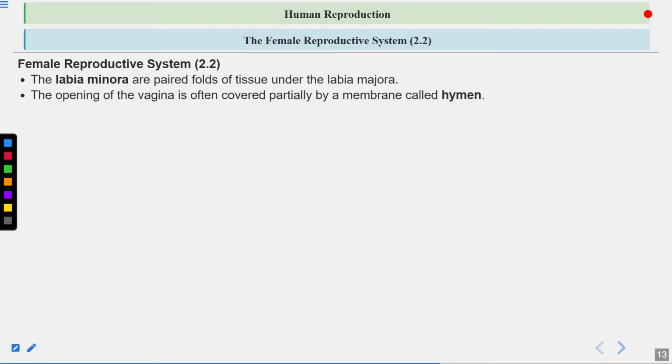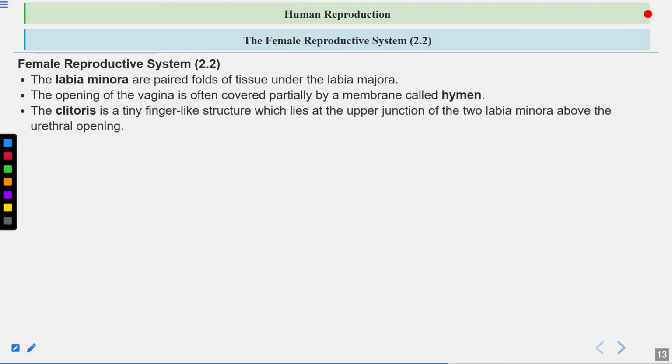Now the opening of the vagina is often covered partially by a membrane called the hymen. So the vaginal opening is partially covered by a partial membrane known as the hymen. The clitoris is a tiny finger-like structure which lies at the upper end of the two labia minora above the urethral opening. So what is the clitoris? The clitoris is a finger-like projection. And what is its location? It lies at the upper junction of the two labia minora, above the urethral opening.